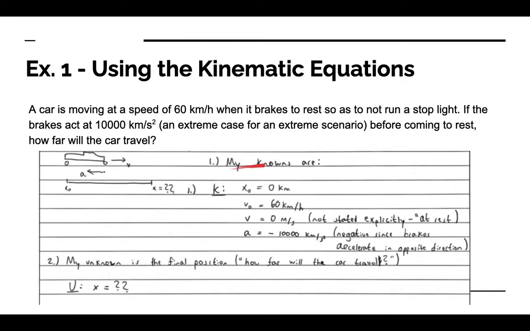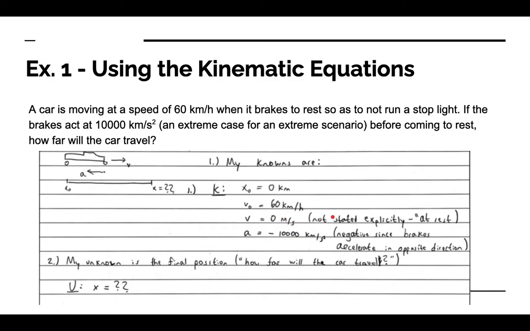So the first thing that we're going to do is we're going to write down my known. So I abbreviate that as a K. We know that x naught is 0 kilometers, since that's where we decide to start measuring at. We know our initial velocity is 60 kilometers per hour, okay? We know our final velocity is 0 kilometers per hour, okay? Again, I messed up with the units here. I'm used to using meters per second.